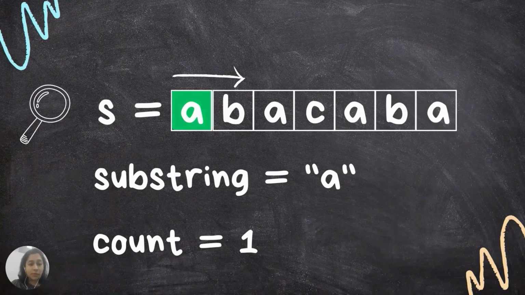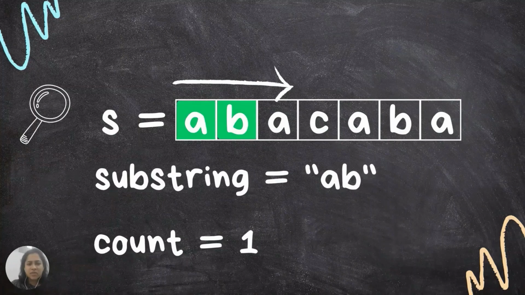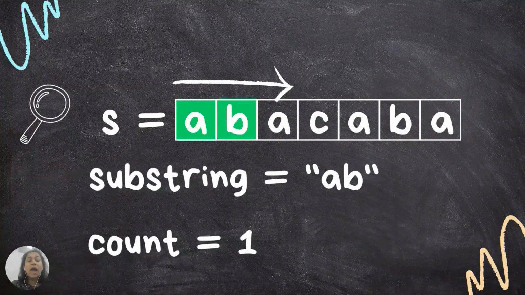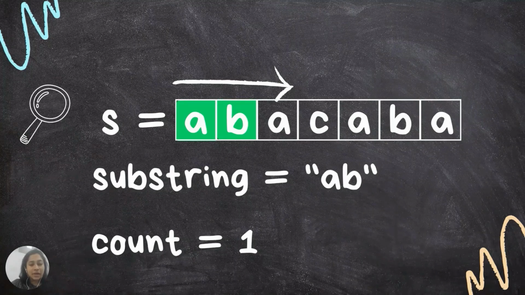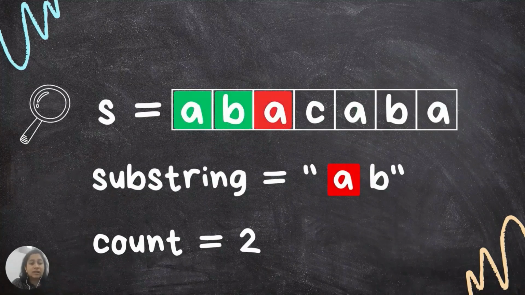Let's move forward. Now comes B. Is B in our substring? No, it's not there. So I have added it in my substring. Let's look at the next character. It's A. Is A in our substring? Yes, it's there. So we can't add this character in our substring.